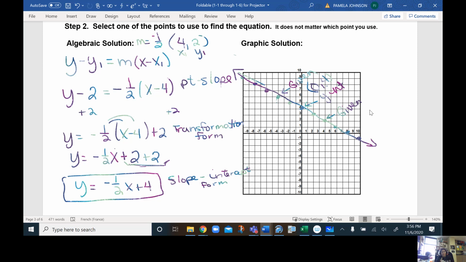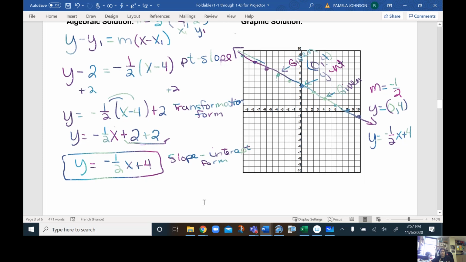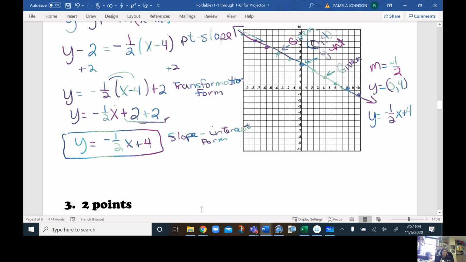And then once we have this, we know our slope is -1/2. We figured that out earlier. Our y-intercept is at 0, 4. So we're going to get the equation y equals -1/2 x plus 4. I'm not going to have you put anything on down here by the title because it uses the same equation that we put up there for slope and point. It's the point slope equation.